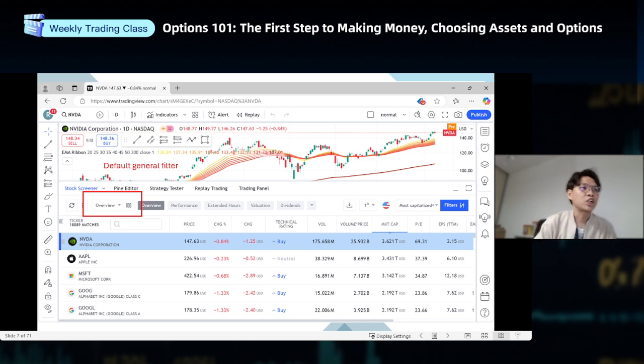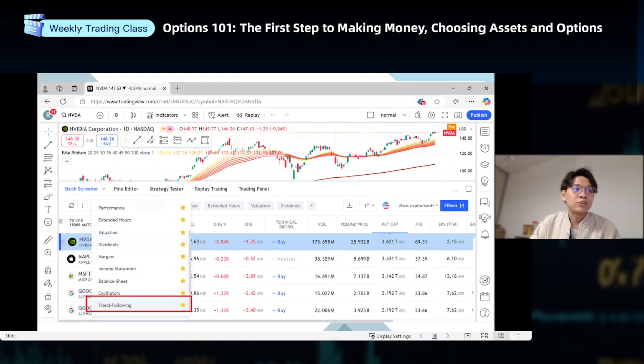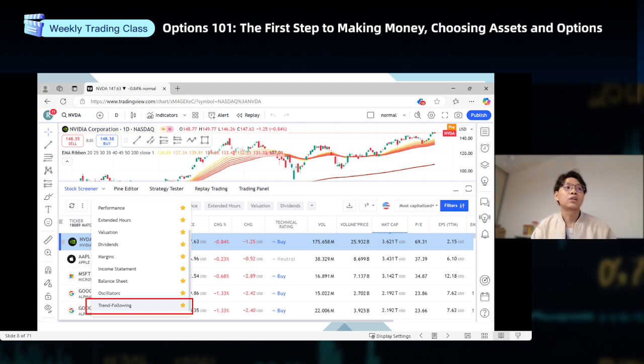And then you can check on the overview column, and when you click on the overview button, it will show the filter by default, and you can see that there's a lot of filters by default which rank it according to the performance, the extended hours, the valuations, the dividend, the margin, the income statement, the balance sheet, the oscillators. The oscillator helps you to identify the best timing for entry and exit. Oscillators are the general technical indicators that help you to identify the overbought and oversold zone.